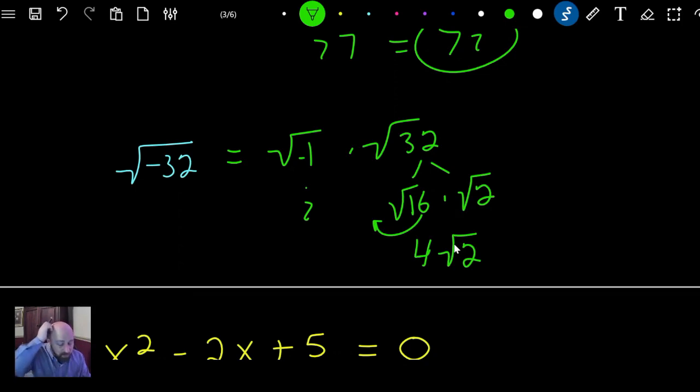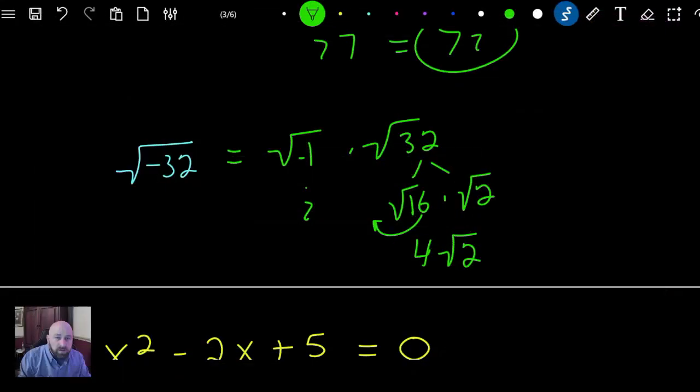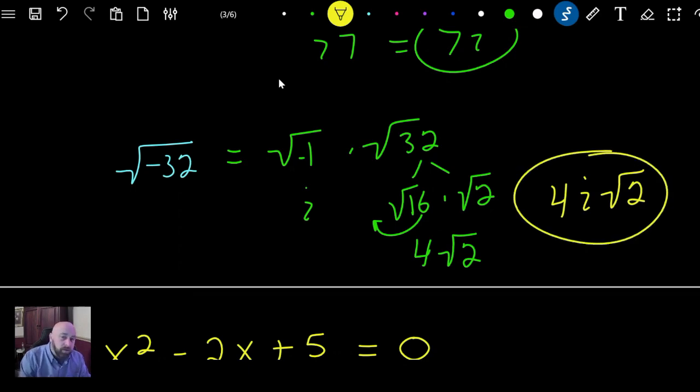And so this is where you go back to what it said on page 177. Let me show it to you again, where it says to write the i after the number but before the radical. So what's going to be the best way to write the solution to this one? We're going to write 4i, so after the number but before the radical, square root of 2. So that's what that one would look like right there.